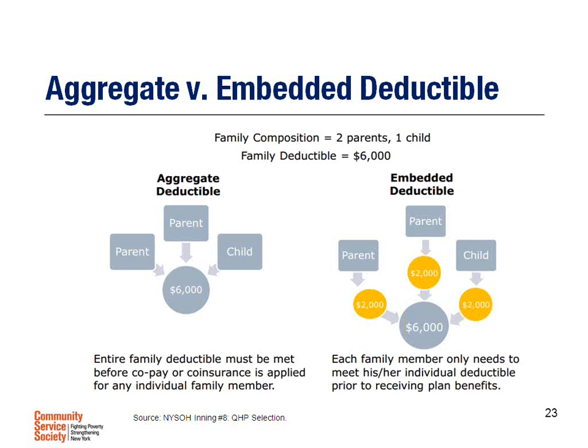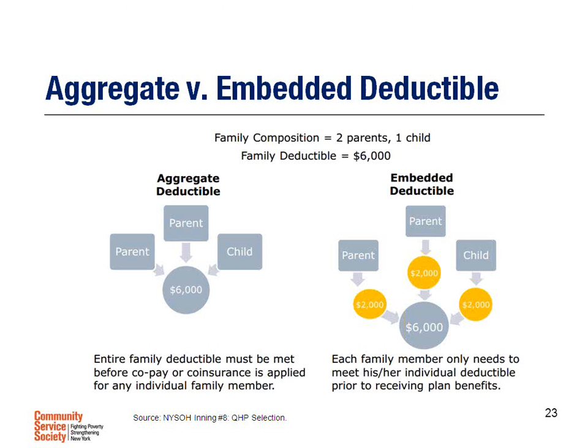If you notice on the aggregate deductible, it's 2 parents and 1 child, and they have an aggregate deductible of $6,000. The entire $6,000 must be met before the insurance starts paying, and the client can either pay a co-payment, which is the flat amount, or co-insurance, which could be a percentage. In the embedded deductible, each one has an individual deductible of $2,000. So if any of them, let's say the child gets sick and they already spent $2,000, the plan will start paying after that for that child.